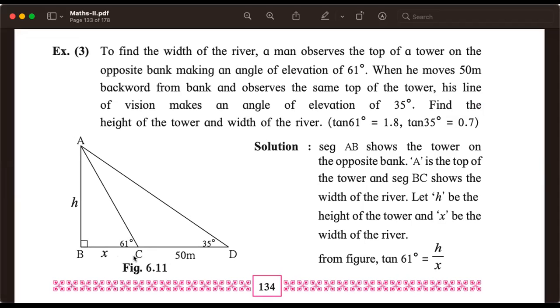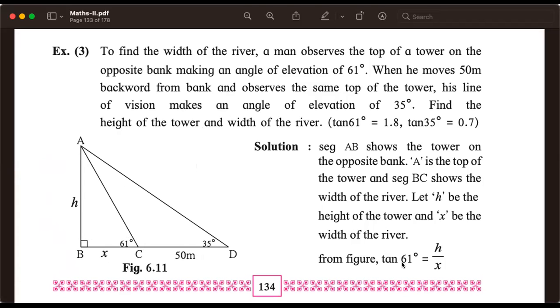First he stands at the bank of the river, then that person moves backwards 50 meters. So he has different angles of elevation. When he is nearer to the tower, the angle of elevation is more, 61 degrees. When he is away from the bank, the angle of elevation is smaller, 35 degrees. So now we have two right angle triangles, ABC and ABD. And in both cases, we can use the tan function.